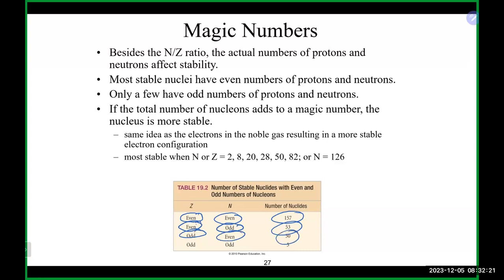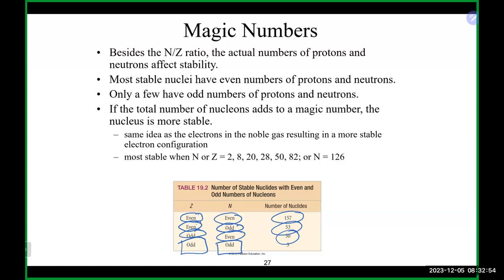That is about 50. Really, your worst situation in terms of stability is if you see something that has odd numbers of both protons and neutrons. There are only about 5 that are stable with that arrangement. So if you just want to quickly look at something and decide whether it's going to be stable or not, you could look at whether it has an even or odd number of protons and neutrons. Again, worst case scenario is odd for both, and best case scenario is even for both.